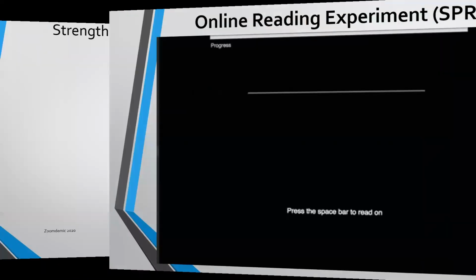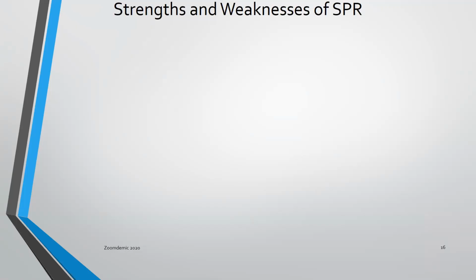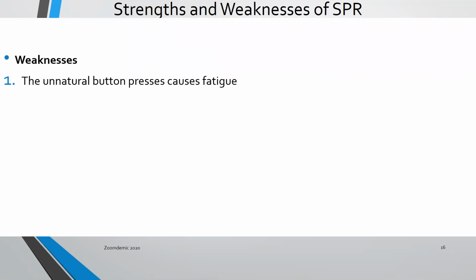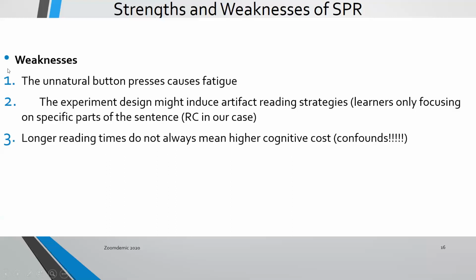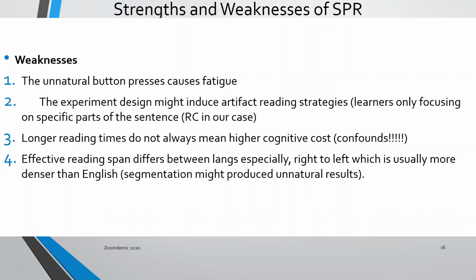Just a quick look at the strengths and weaknesses of SPR. The weaknesses are that it's unnatural. It causes fatigue, and the experiment design could actually influence the reading strategies. Sometimes longer reading times do not mean higher cognitive cost. It could mean just that the participant got bored. Also, segmentation could cause prosodic problems. So it could cut short a word or a prosodic phrase, leading to different attachment.